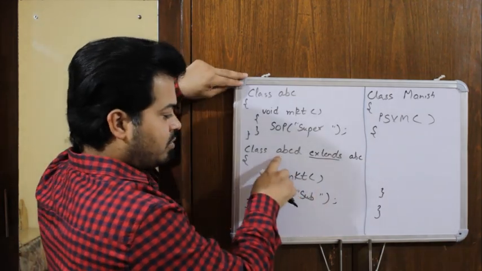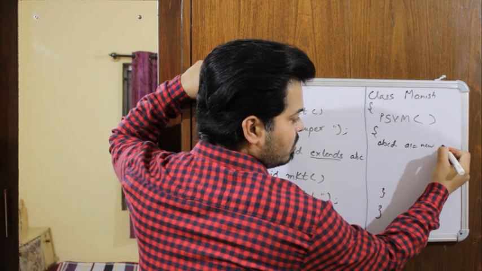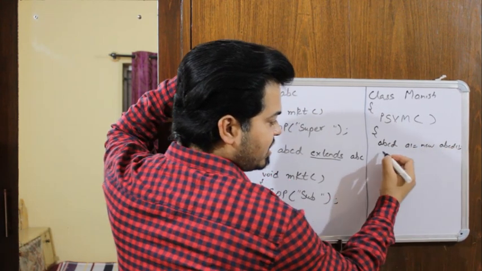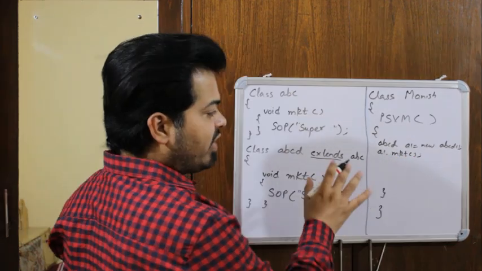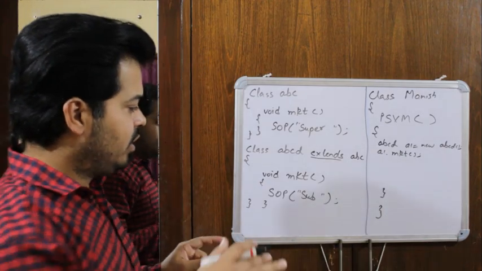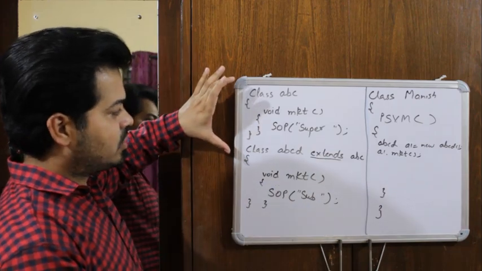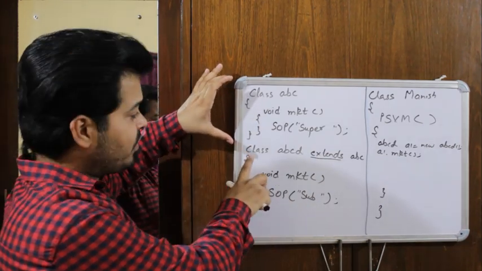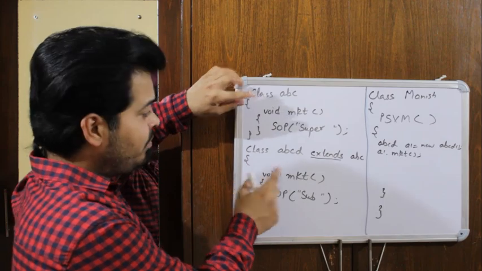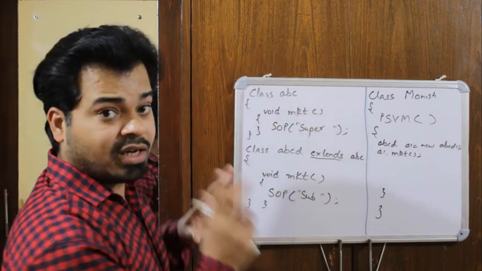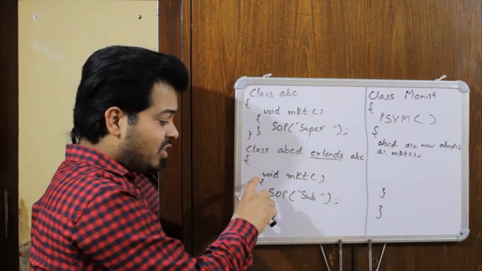I'm trying to create an object for this particular class using ABCD: A1 equals new ABCD, and now with its reference variable I'm trying to call this mkt. If I run this program, you will see that I get the output as only sub, because this is my superclass and this is my subclass, and both have the same method. Both are non-static methods, the signature and name of the method are the same, but both have different implementations. This method is trying to do something and this method is trying to do something else.